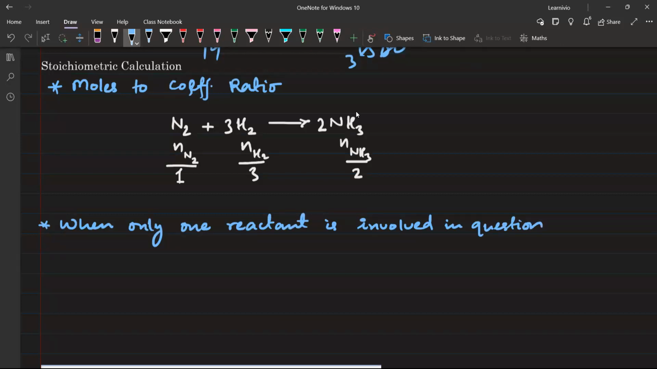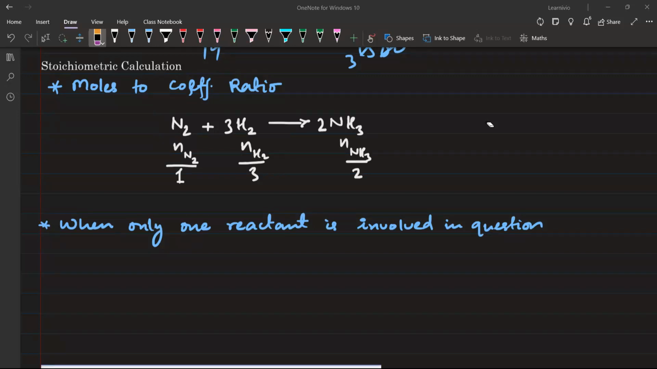I'm not saying in the reaction, please understand that. If you have been given the amount of only one reactant, for example, they are saying you have this much amount of N2, what will be the amount of NH3 that is produced? We have this much amount of H2, what is the amount of NH3 produced? Or they are saying we have to produce this much amount of NH3, what is the amount of N2 required? So all of these involve only one reactant.